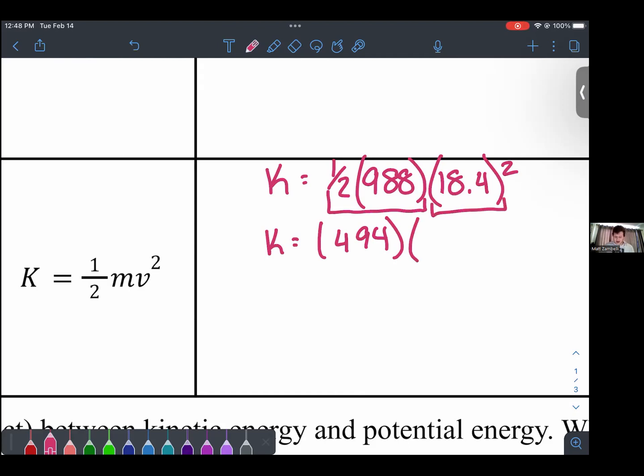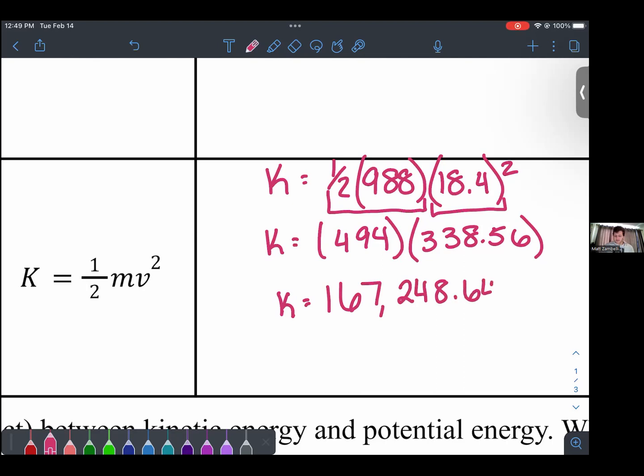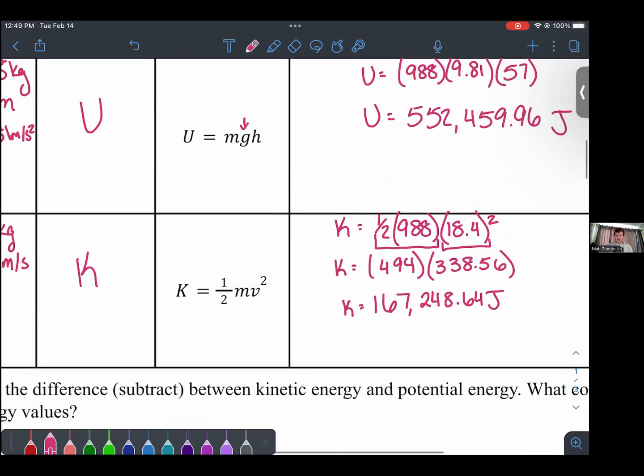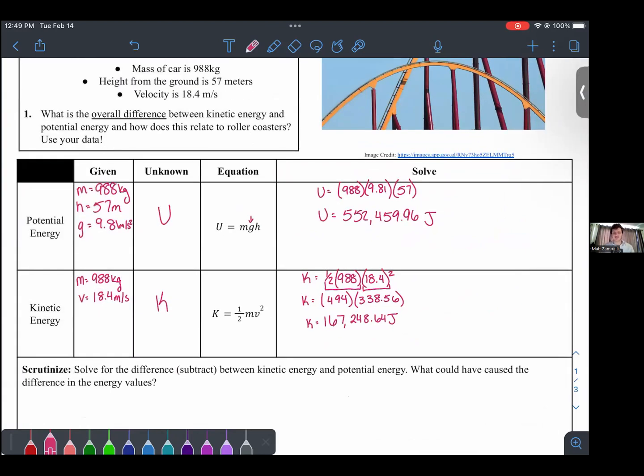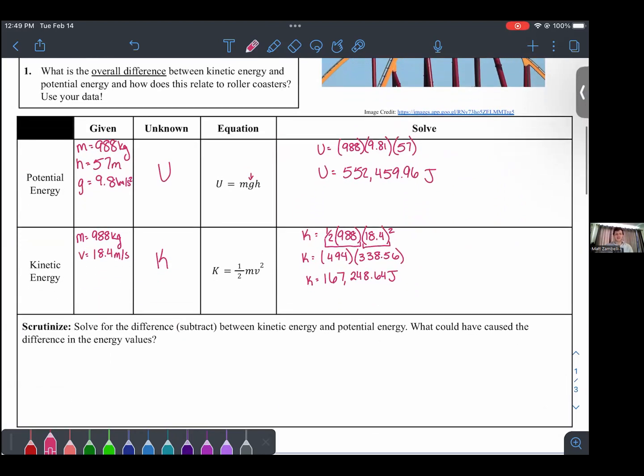And if I do that, I end up with 338.56. Now I'm going to do my one last multiplication calculation by multiplying those two things together, and I can get 167,248.64 joules of energy. So now that we have our potential at the top, we have our kinetic when we roll down our roller coaster, we can go ahead and analyze those, or look at those two numbers and kind of find out the difference between those.